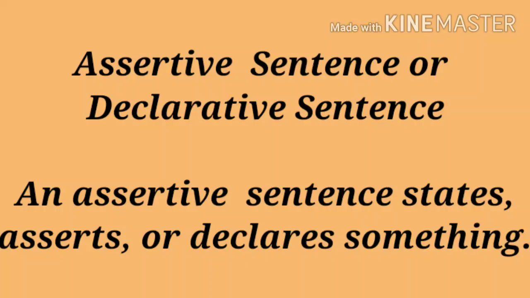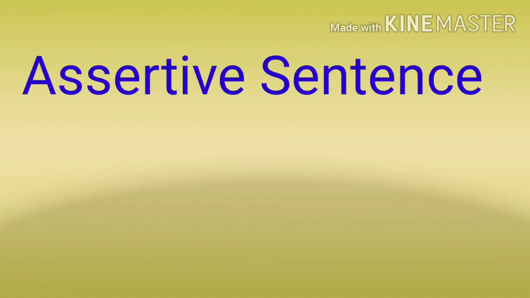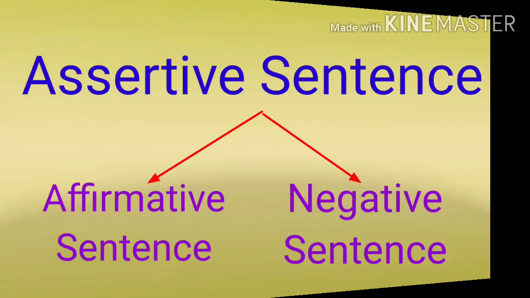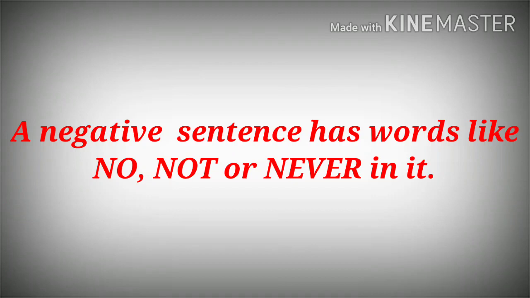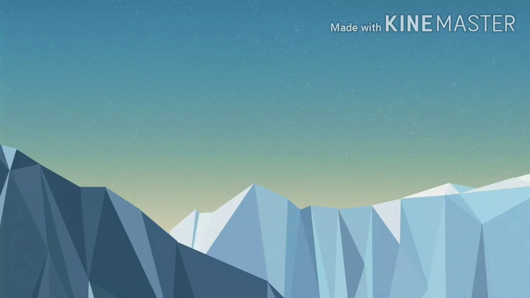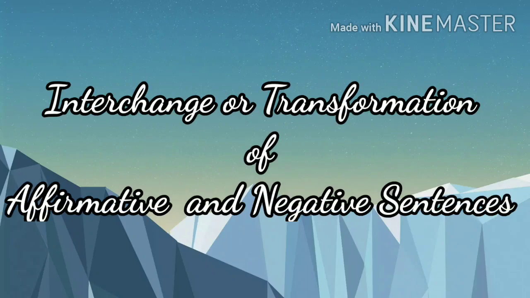An assertive sentence states, asserts, or declares something. An assertive sentence can further be divided into affirmative sentence and negative sentence. Now, what do we exactly mean by a negative sentence? A negative sentence has words like no, not, or never in it. So, in today's lesson, we are going to learn the interchange or transformation of affirmative and negative sentences.